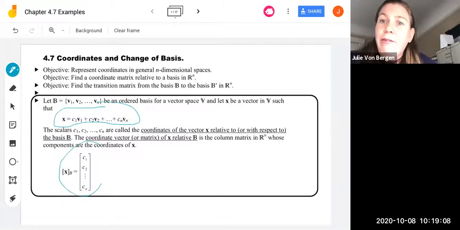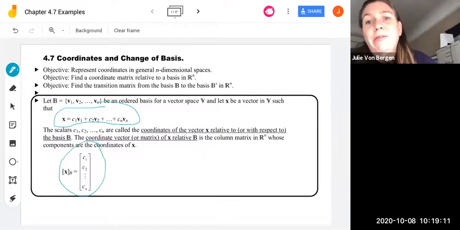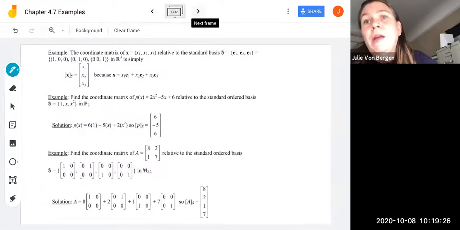So we're going to have column vector x with the B in the subscript be the scalars c1 through cn. So we call this a coordinate vector, or we can think about it as a column matrix of x relative to B. So let's take a look at an example.